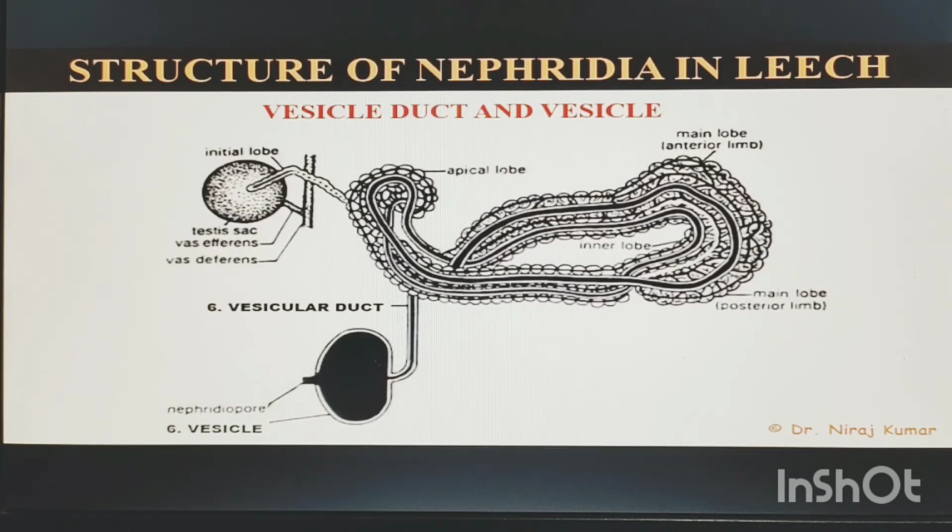And the last part of nephridial system is vesicular duct and vesicle. The inner end of anterior limb of the lobe gives rise to a vesicle duct which opens into the vesicle. It is a sac-like structure. This is vesicle, a sac-like structure, and this is vesicular duct which opens into vesicle.